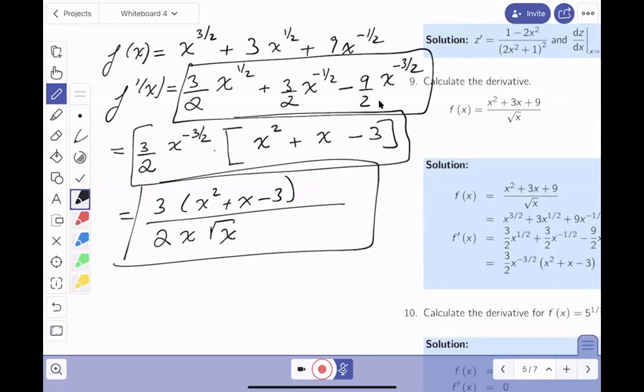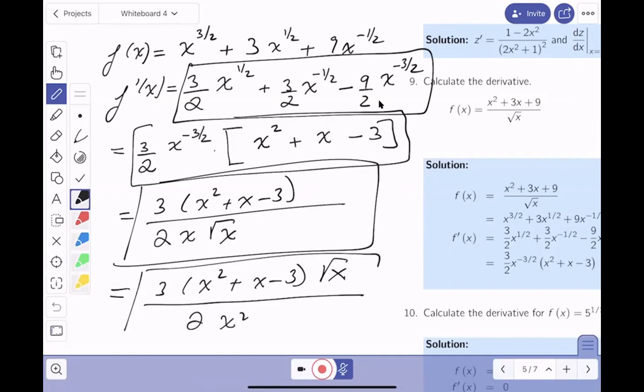Again, so when are you going to stop? Well, you can keep going and going and going. I guess I could multiply top and bottom by the root of x. What would I get there? 3 times x squared plus x minus 3 times root x. And in the bottom, what do you get? 2x times x would be x squared. That's also a fine looking answer.